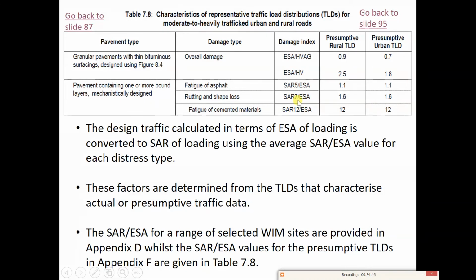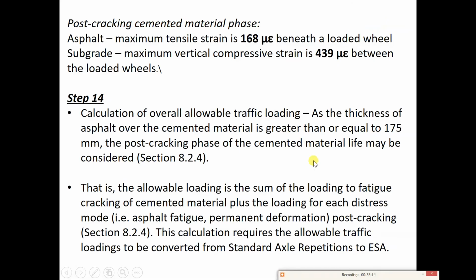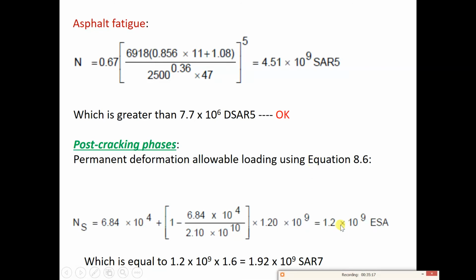So if you change ESA to SAR7, SAR7 is equal to 1.6 times ESA. Multiplied by that, it becomes 1.92 times 10 to the power 9 SAR7. Okay, this is for the permanent deformations.